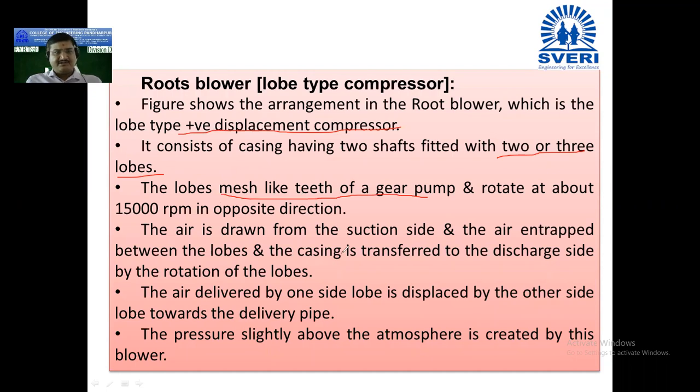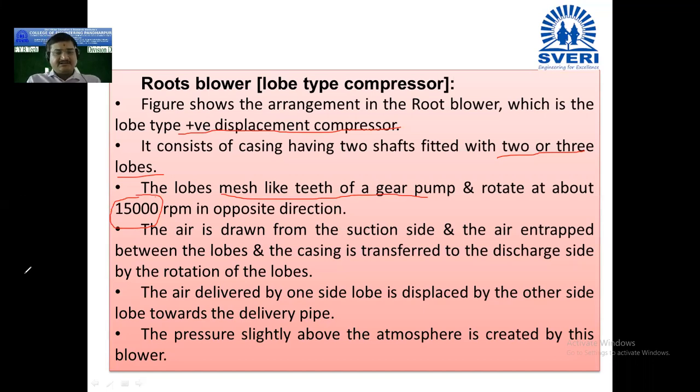I have told you, teeth and chains and sprockets are arranged in such a manner that they are fixed to each other and rotate about 15,000 rpm in opposite direction to each other. That means if one lobe is rotating clockwise, the other automatically rotates anti-clockwise. Okay, it is shown in the video also.